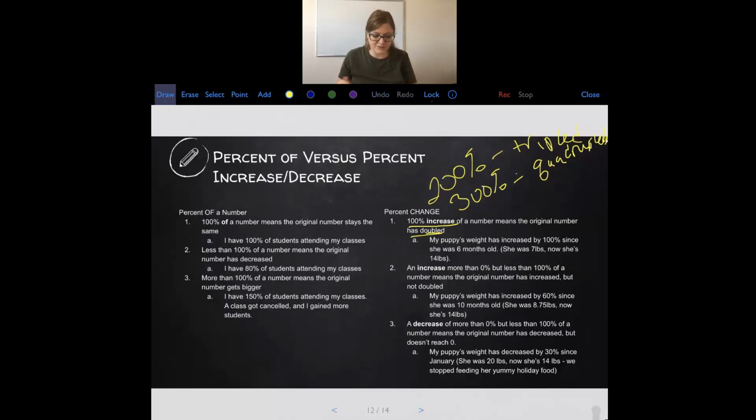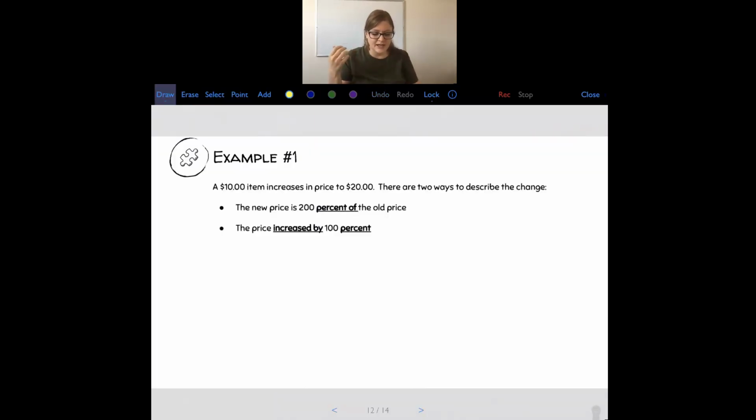Okay, so a tangible example of this. So let's say a $10 item increases in price to $20. There are two ways to describe this change using percentages. The new price is 200% of the old price, and we would get that by taking 20 divided by 10, which would be 2, change it into a percent to give us 200%. Or the price increased by 100%.